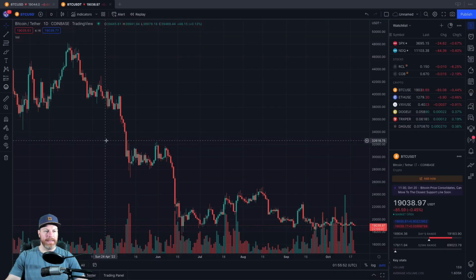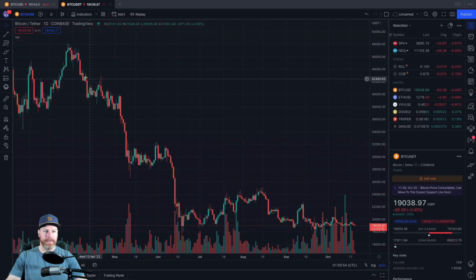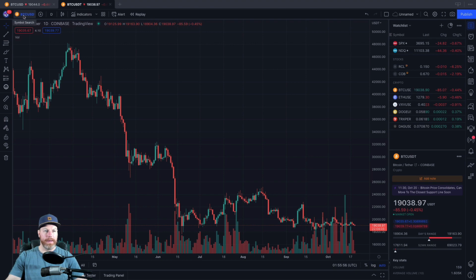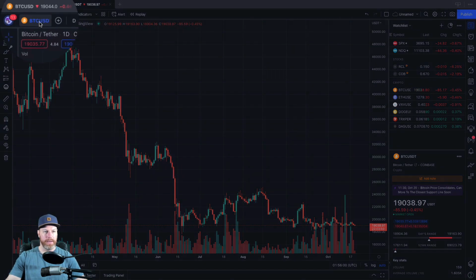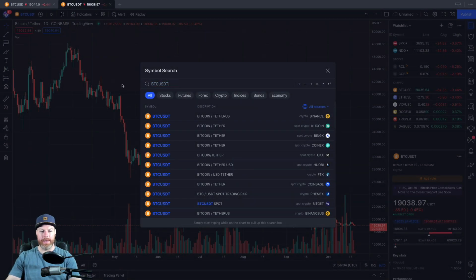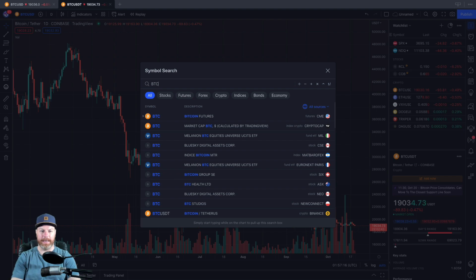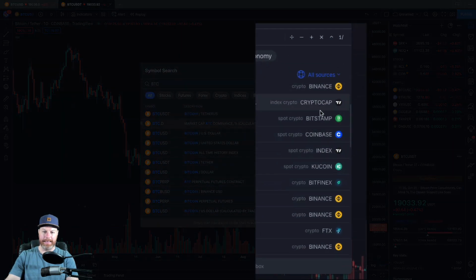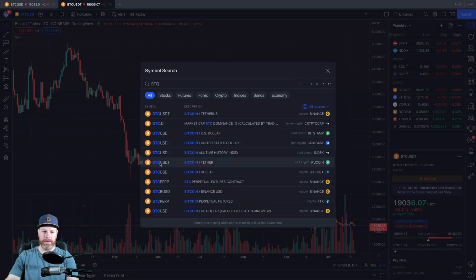To select the trading pair for this chart, by default it's opened up a BTC USD, which is Bitcoin against the US dollar. You can click on the symbol search here and type something in. So let's type in BTC to find a Bitcoin chart. And you'll see on the right here, it lists all the exchanges. So this will be the Bitcoin USDT Tether pair on the KuCoin exchange.